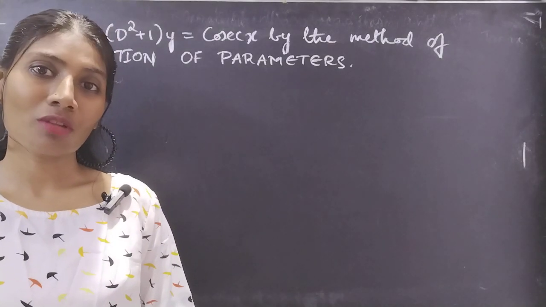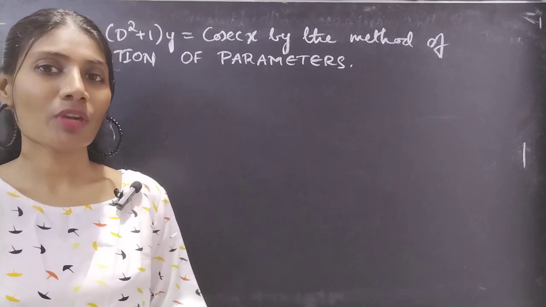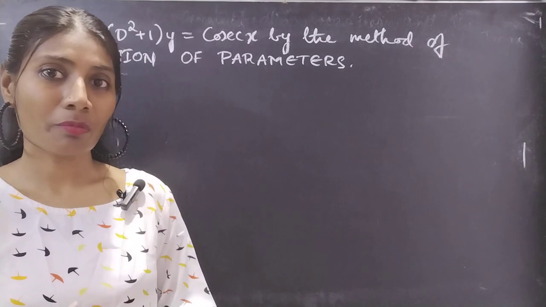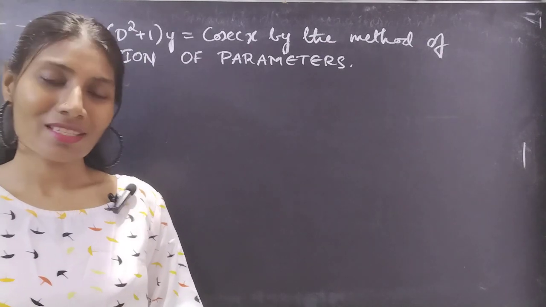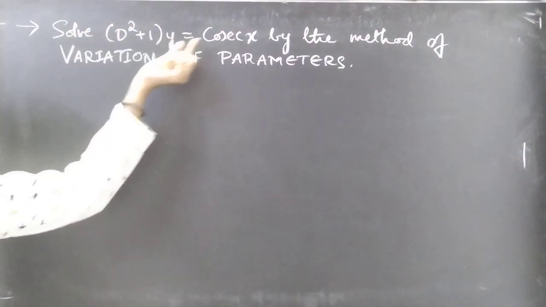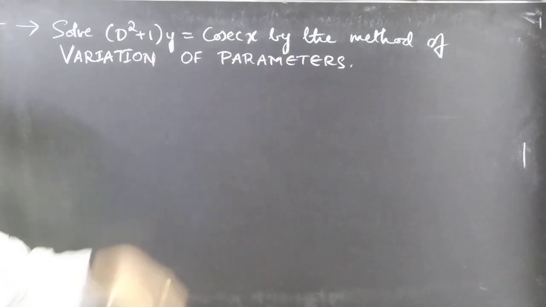In this video, we are going to solve a differential equation from higher order linear differential equations with variable coefficients. So we are going to solve the given differential equation of order 2 using the variation of parameters method. So let's get going. Problem: solve (D square plus 1) y equal to cosecant x by the method of variation of parameters.